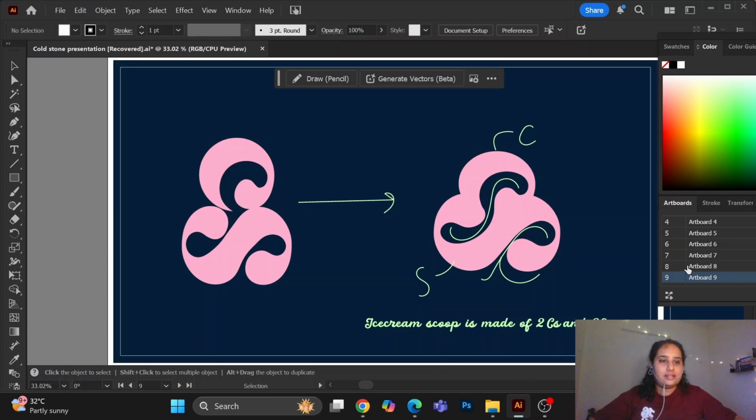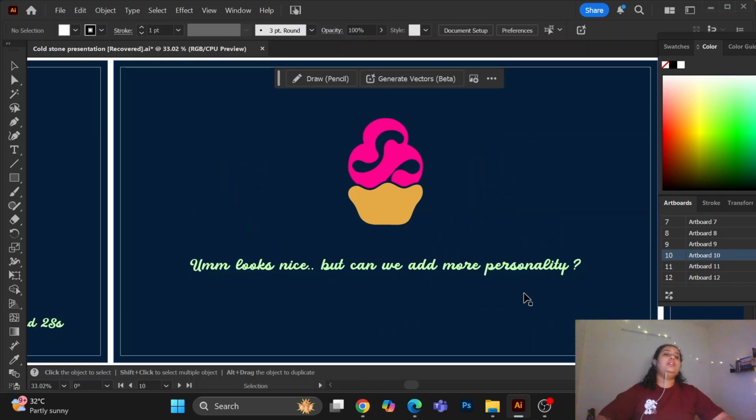I really liked it. Tell me your views in the comments. Okay, so somehow it's looking like this. In the next step, I added a waffle cone. Okay, so it looks like a waffle ice cream or a waffle cup ice cream.